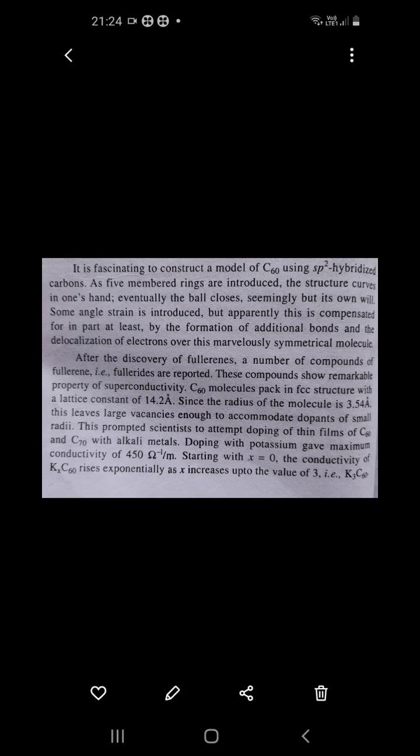After the discovery of fullerenes, a number of compounds of fullerene or fluorides have been reported. When fullerene reacts with metal, they form alkali metal fullerides, and at very low temperature they can behave as superconductors.